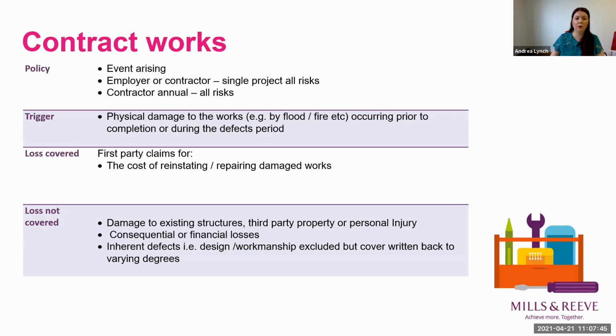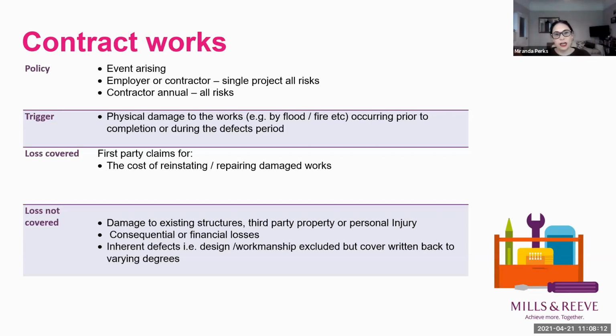And Miranda, is a contract works policy a claims made or event arising policy? It's an event arising policy. So it's the policy in place at the time of the loss, destruction or damage which responds. So a policy can be taken out to cover a specific project or on an annual basis to cover a number of projects. And Miranda, what's typically excluded from a contract works policy?